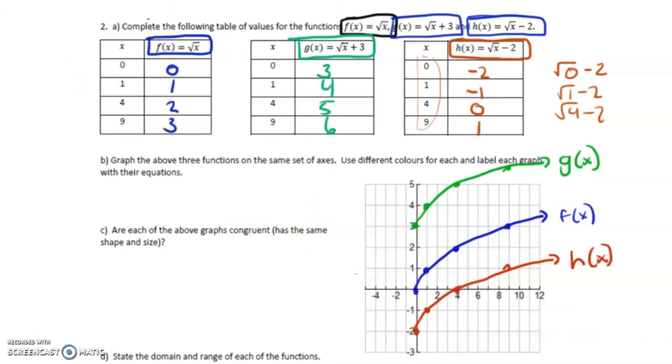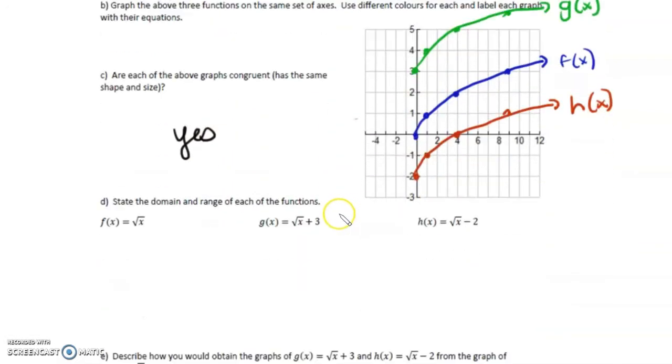So the question is, are these graphs congruent? Yes. They haven't gotten skinnier or bigger or shorter or fatter. Okay, so they're congruent. They're just shifting up and down here. Now, domain and range, I'm going to set this up.